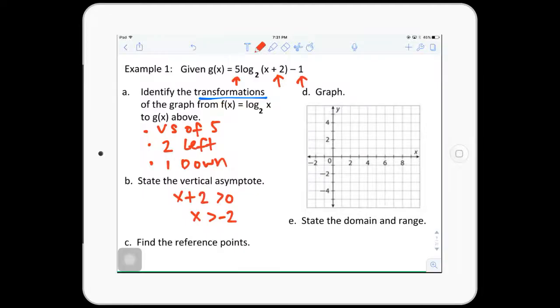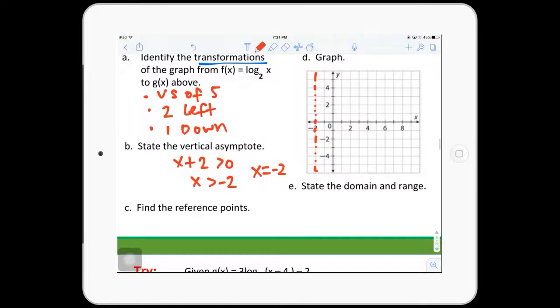And then we actually have the line x equals -2 is going to be our vertical asymptote, which is right there. So the first thing we're going to draw is the vertical asymptote. Next, we're going to use the reference points to help us to find the rest of the graph. So based on the equation, 2 units left, remember going to the left is subtract, so it's x minus 2.